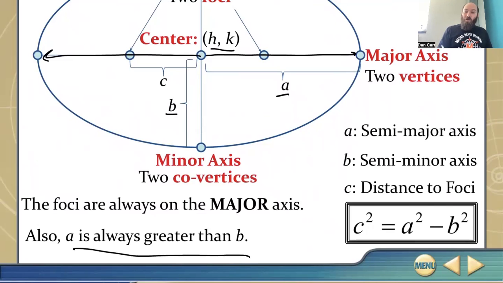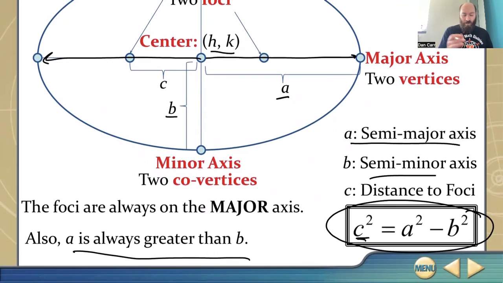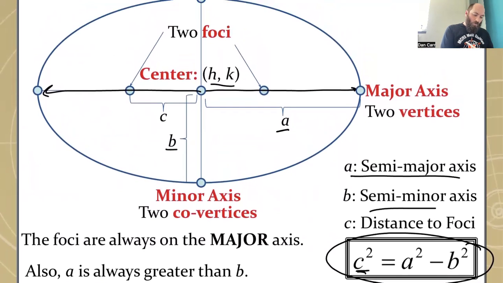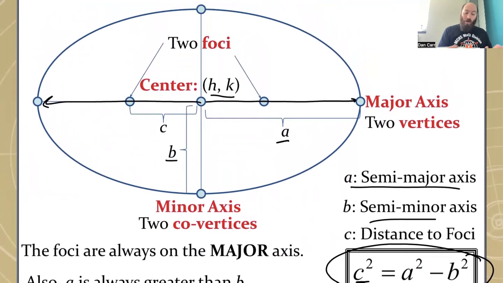We can find it by using basically the Pythagorean theorem again, but it's a modified version where it's this. C is the distance to the foci. So the distance to this foci squared is equal to my major axis squared minus my minor axis squared. I should say semi. And the reason why is because we can create right triangles out of this.